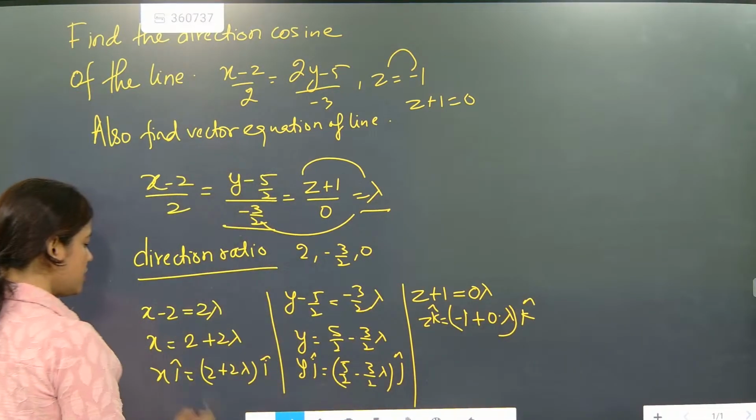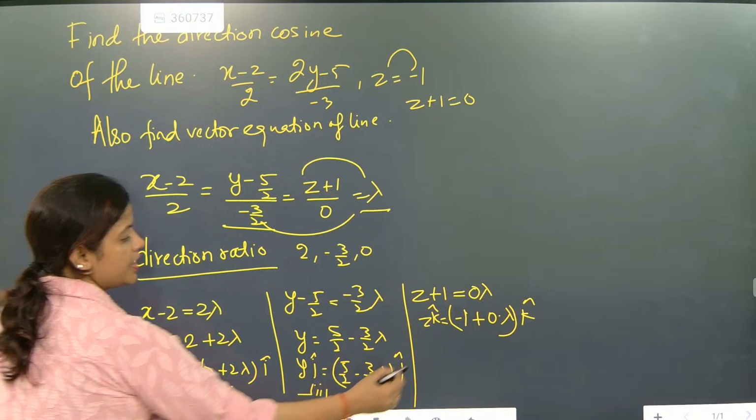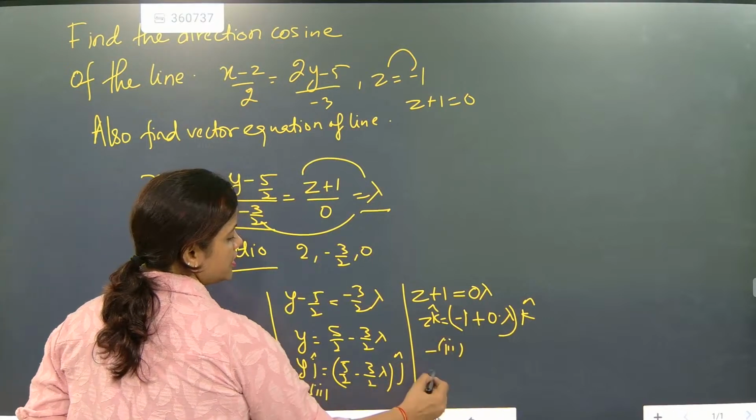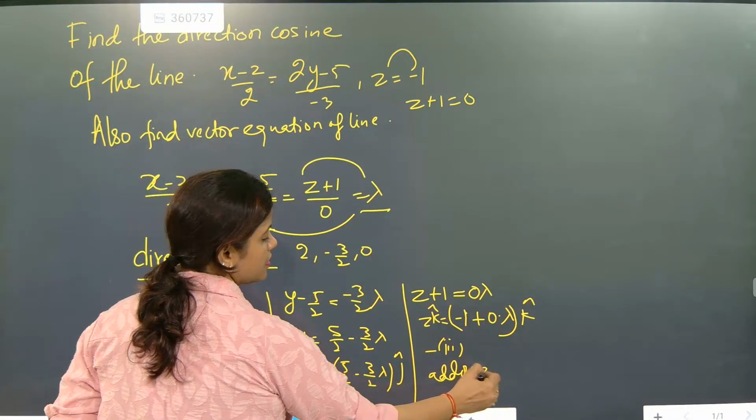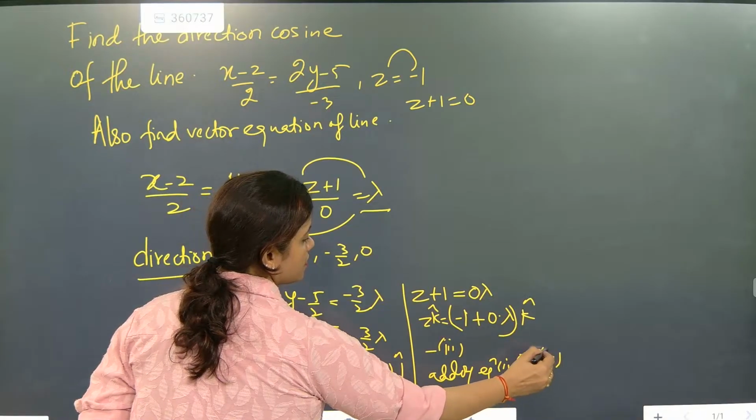Now everything is coming. This is equation 1, this is equation 2, and this is equation 3. Adding equations 1, 2 and 3.